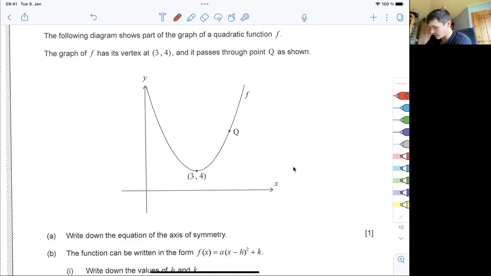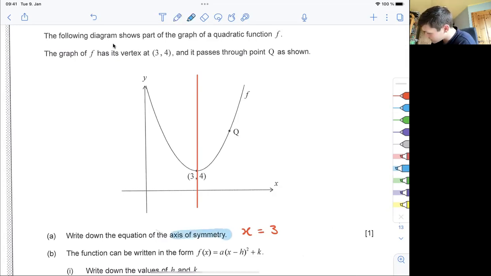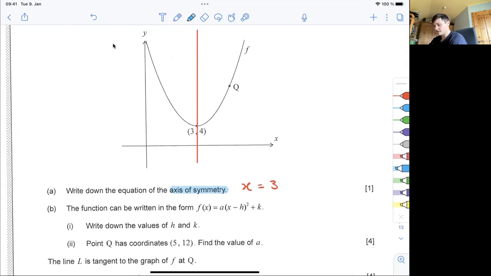If we've been given the vertex, that vertical line coming through here is going to cut our parabola in half, and it goes directly through the x value of the vertex. So this is quite simply x equals 3, and that is the answer to part A. We'll highlight this axis of symmetry, and this idea of the vertex at (3, 4). Let's move down to part B.